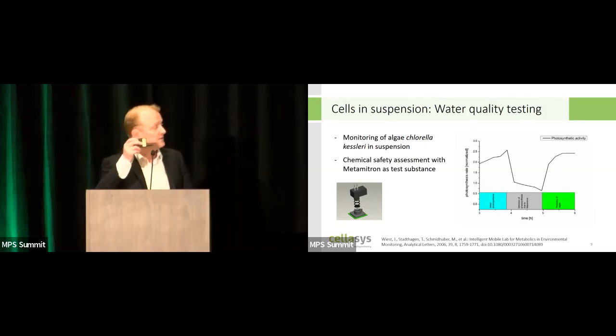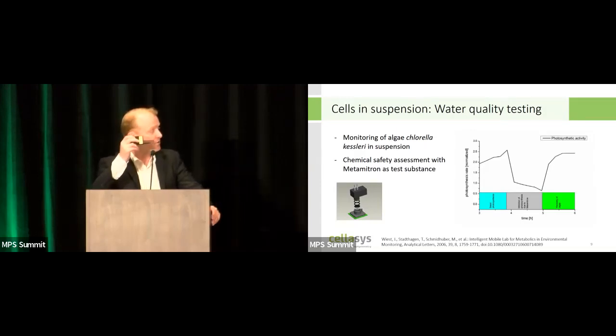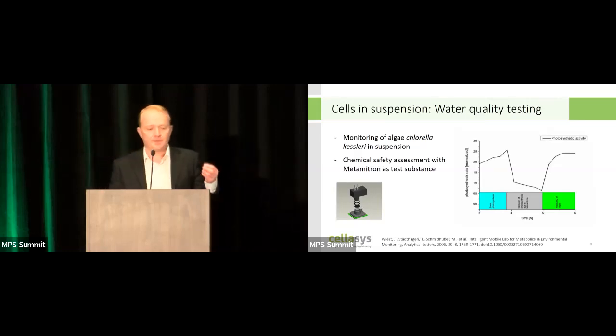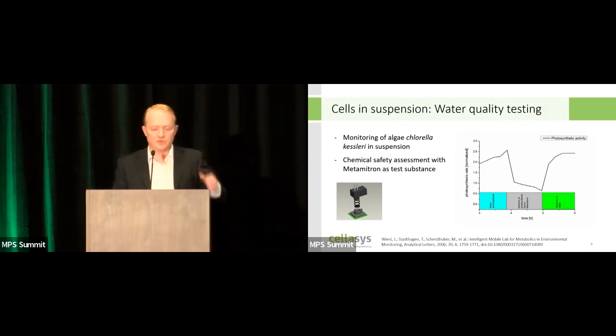What you can see here is the photosynthetic activity of those cells, meaning the oxygen production of the algae when we turn on a light source. First we have a nice oxygen production, but as soon as we add metamitron to the cells, which is a herbicide, the photosynthetic activity goes down, and if we remove it again, it goes up again. What is also nice here is that since we are using label-free sensors, we can monitor the dynamic changes. We can add a drug or a compound, and we can remove it, and we directly see the effect of that.